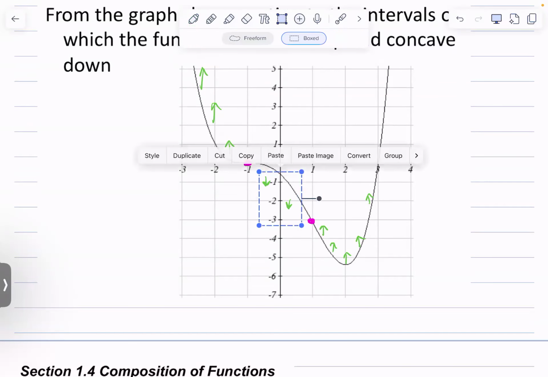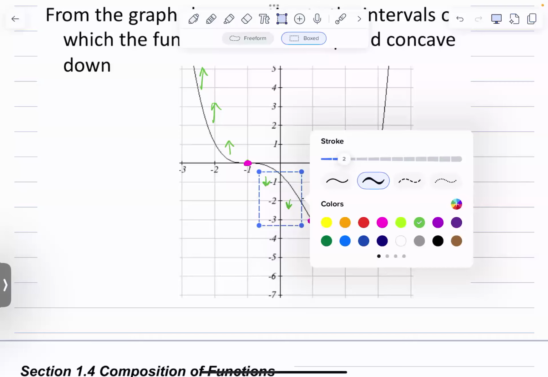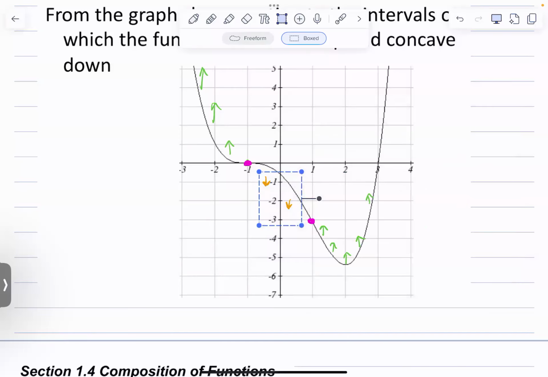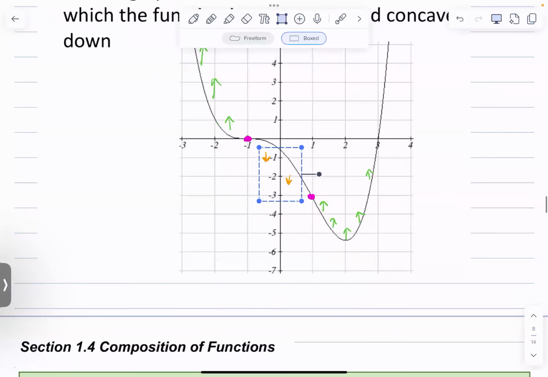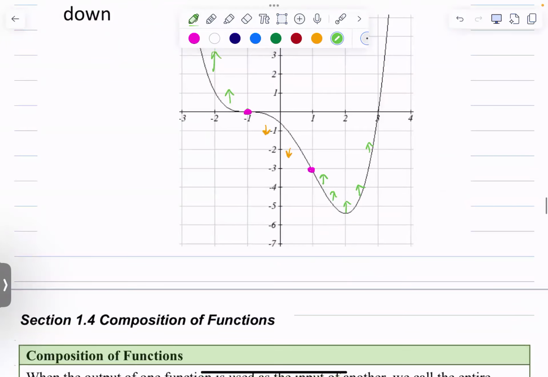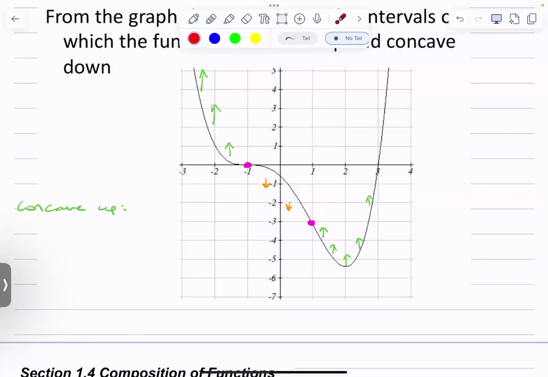I did it again. I got to pick a different color. Orange. Down. It's going to be concave up. On what intervals? This keeps going to -infinity, right?